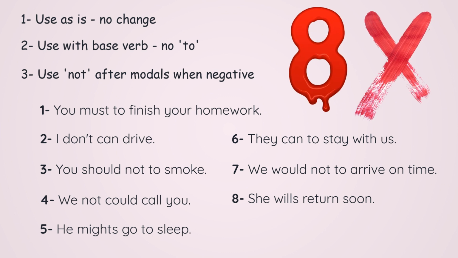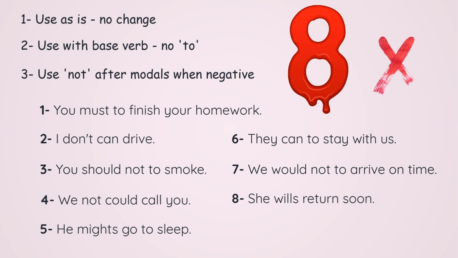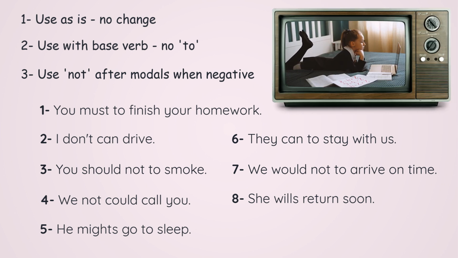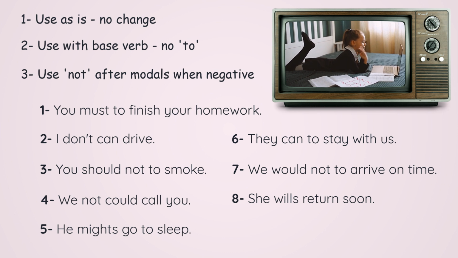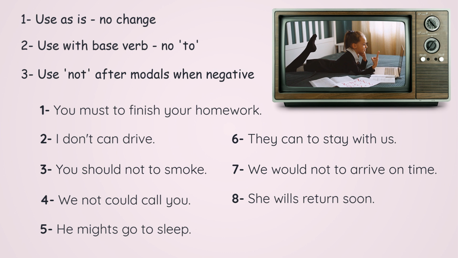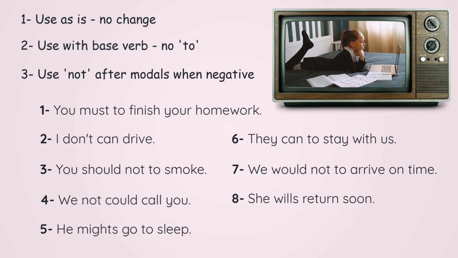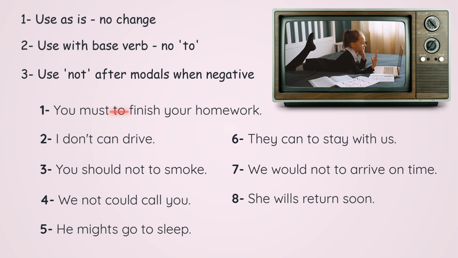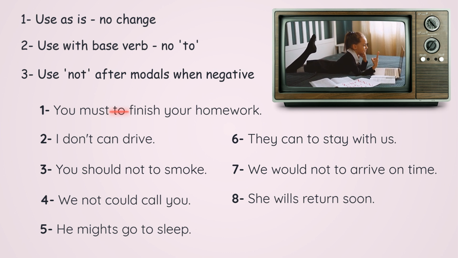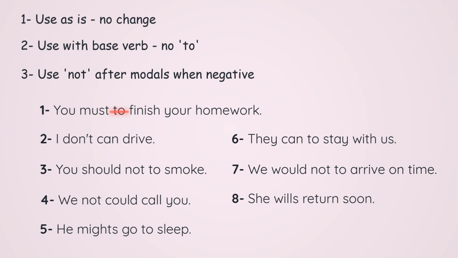There's something wrong with each and every one of these sentences. Okay. Number one, you must to finish your homework. What's wrong there? What did the person do wrong? They added to. Alright? This was our second rule. You cannot use to. Just say, you must finish your homework. That's it.